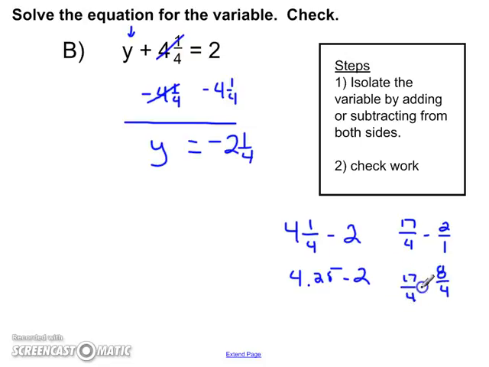17 minus 8 is 9/4, which ends up being 2 1/4. So you have to decide what is going to be the best method in this case for dealing with these fractions.